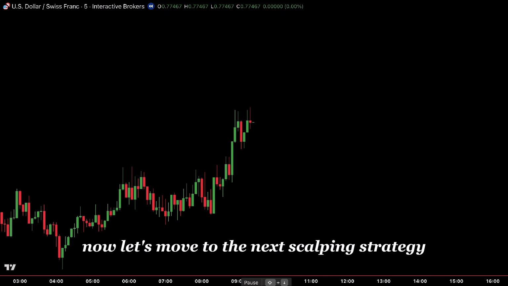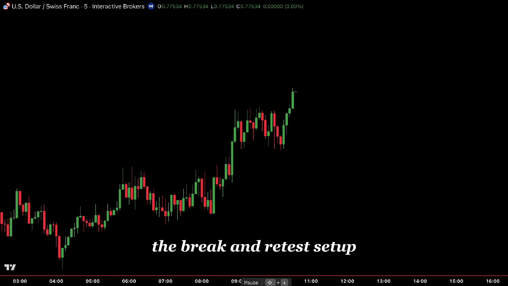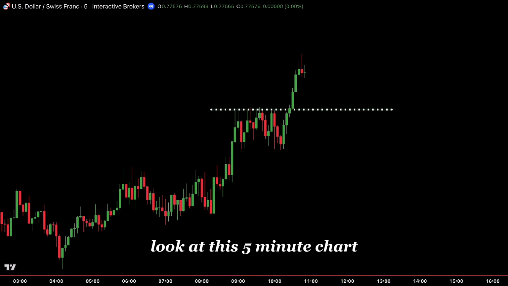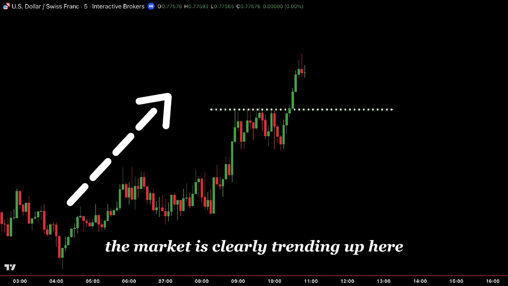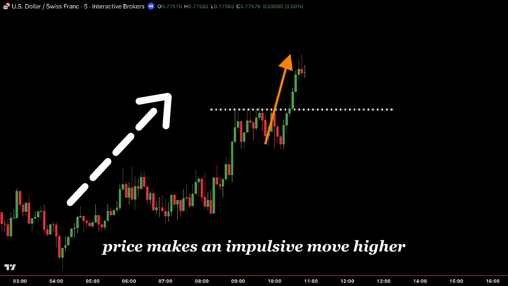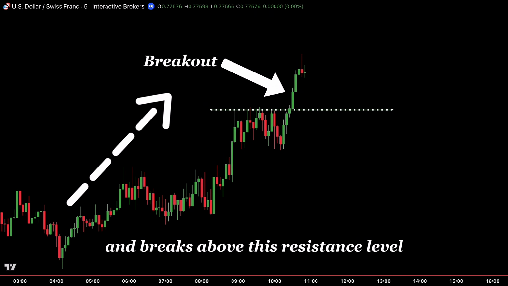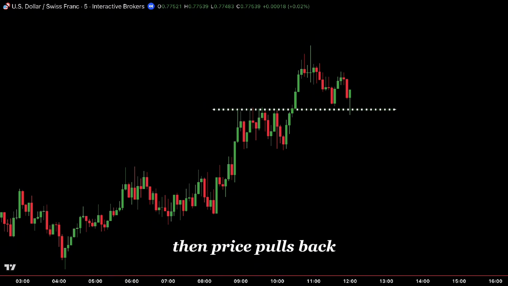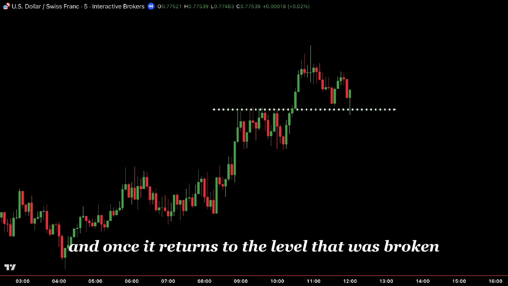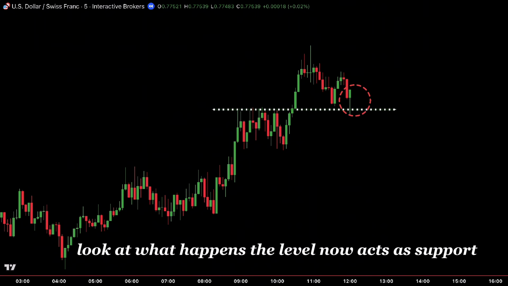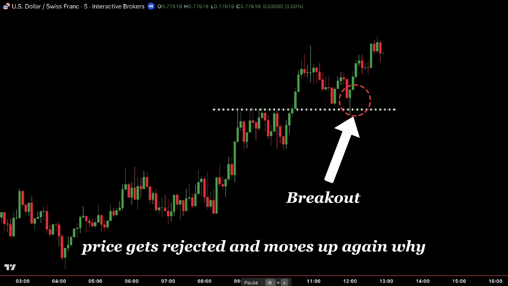Now let's move to the next scalping strategy, the break and retest setup. Look at this 5-minute chart. The market is clearly trending up. Here, price makes an impulsive move higher and breaks above this resistance level. Then price pulls back. And once it returns to the level that was broken, look at what happens. The level now acts as support. Price gets rejected, and moves up again.